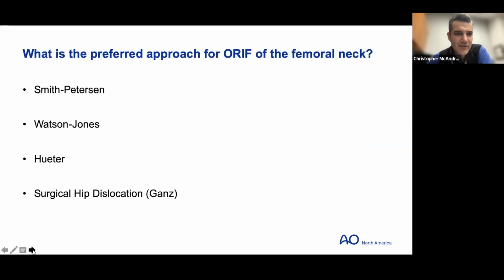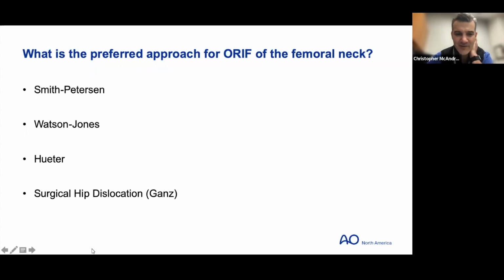Anybody who's out there, we do have a polling question. What is the preferred surgical approach for open reduction and internal fixation of the femoral neck fracture? I think that's certainly a reasonable response. I think it gets a lot of traction, and we'll talk a little bit about it.